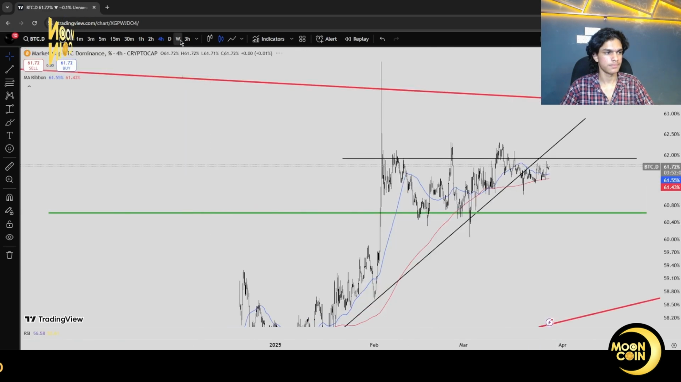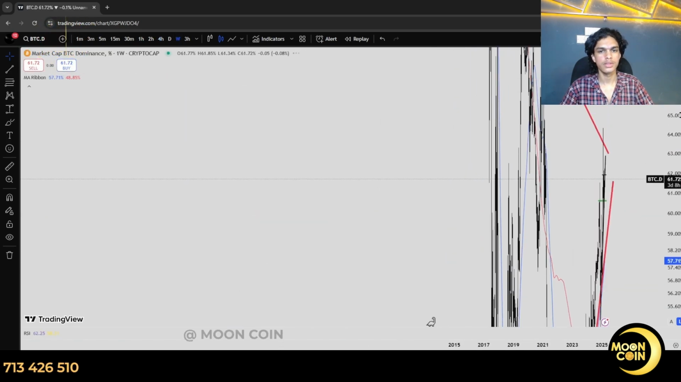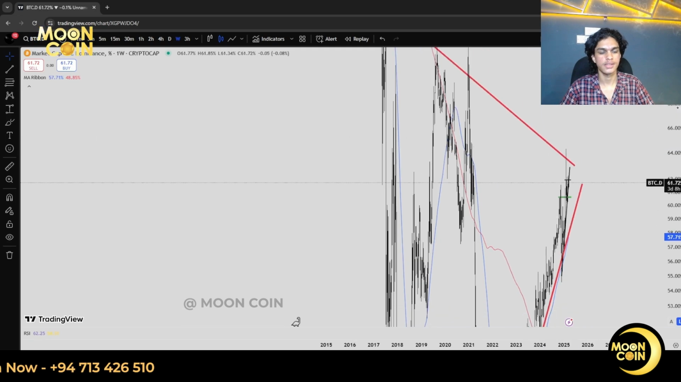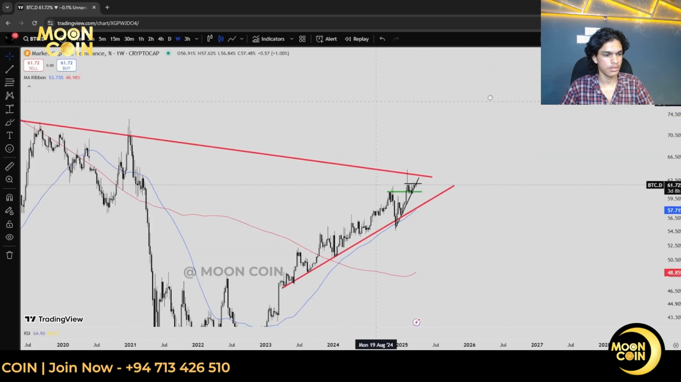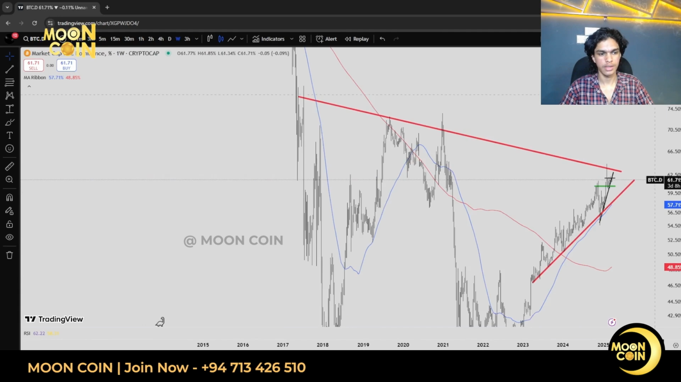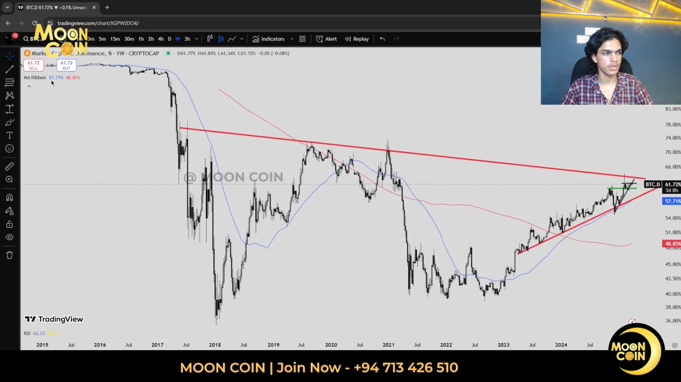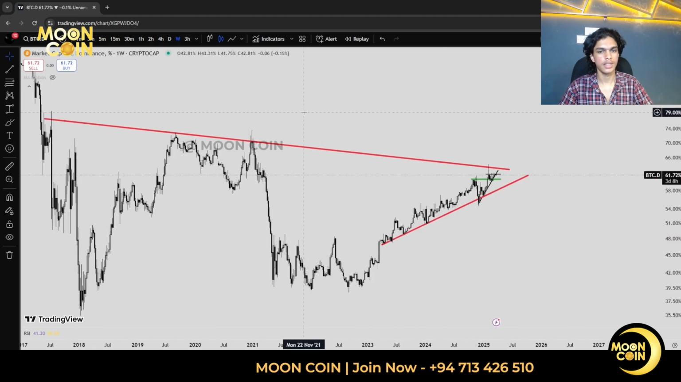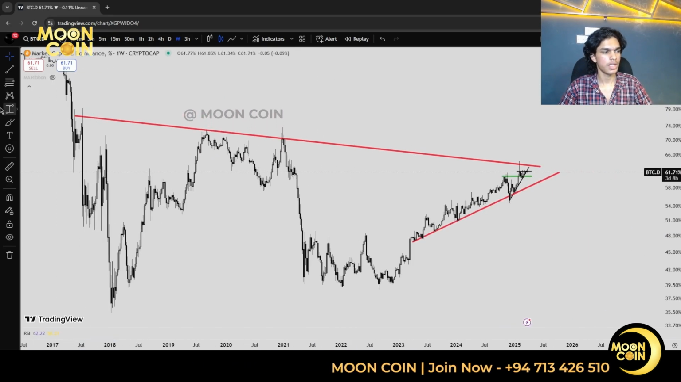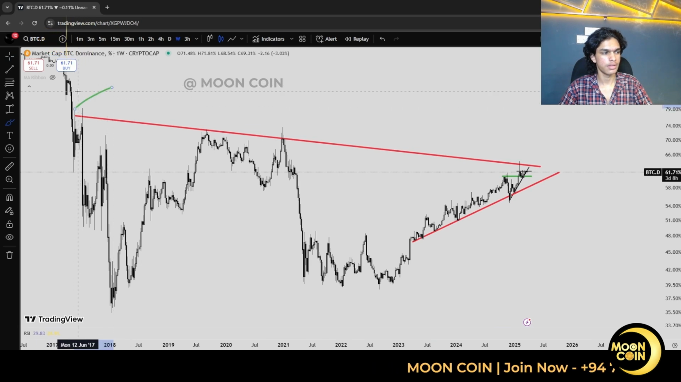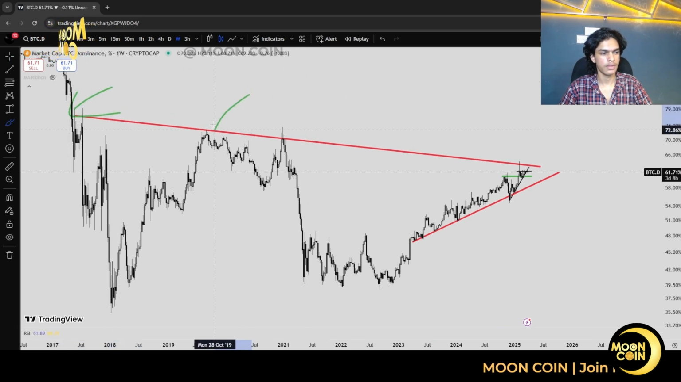I've drawn the drawings for easy understanding. Okay, so let's go from the weekly. In the weekly chart, as you guys can see, I'll remove the moving average. The market is respecting this resistance line. Okay, we have this resistance line.